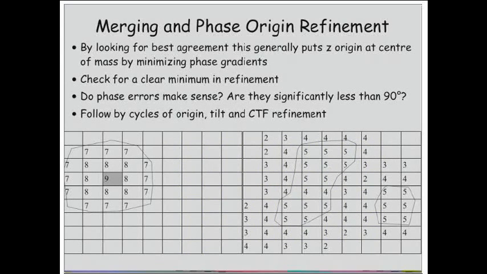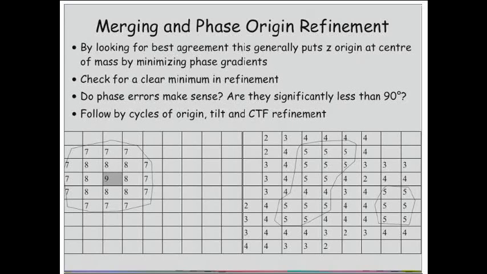And by doing this, by trying to merge and refine all the data to a common phase origin, by looking for the best agreement, generally you end up with a Z origin at the center of mass. So it just kind of happens automatically. But you've got to be careful here. So again, don't just do this blindly, automatically, thinking that if you feed all your images into ORIGTILT, press go, it'll all work, and the answer you get out at the end is correct. Look at it critically.